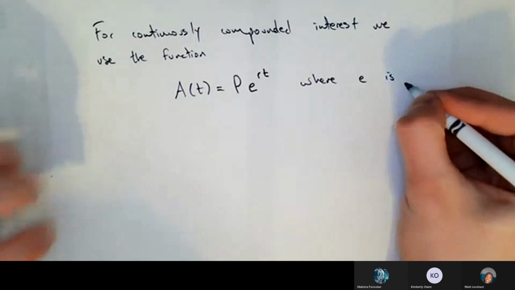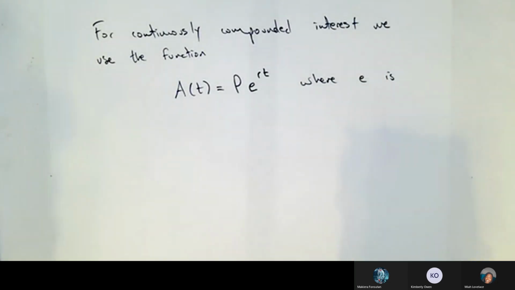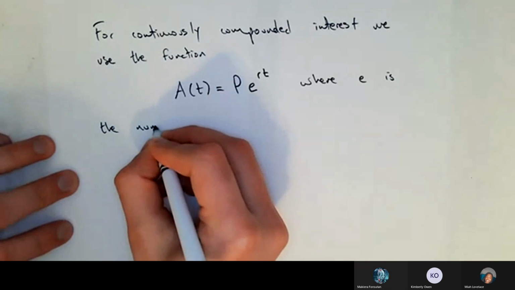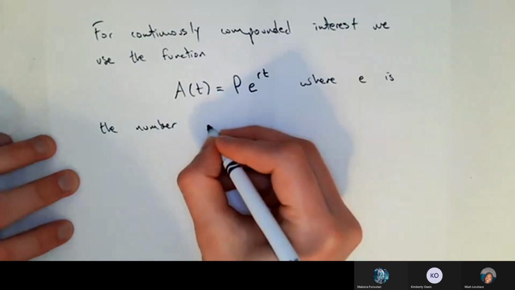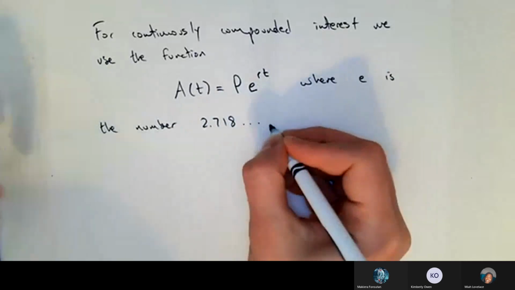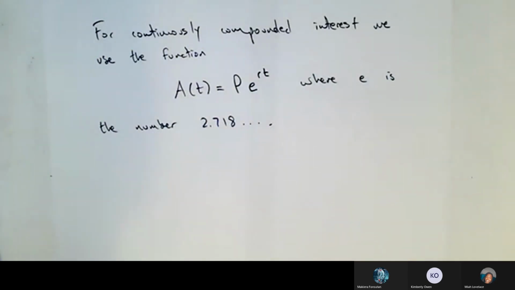where e is that number 2.7181 blah blah blah. Super important number for exponential functions too.